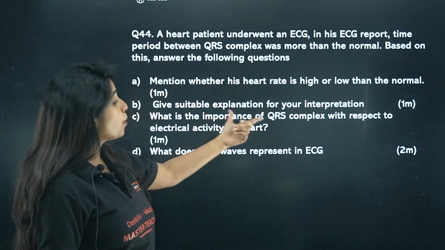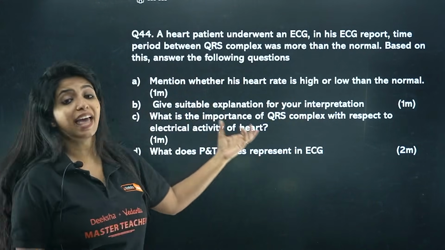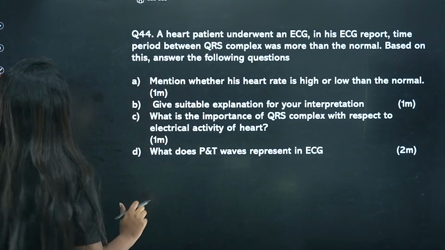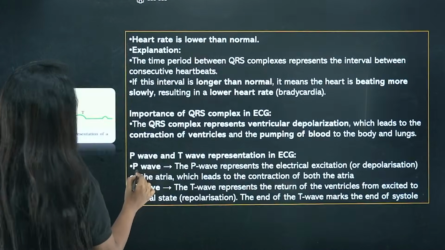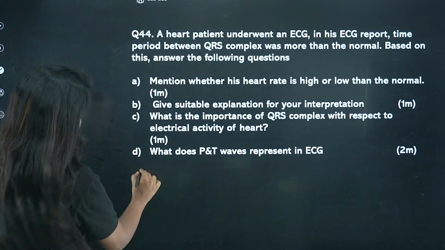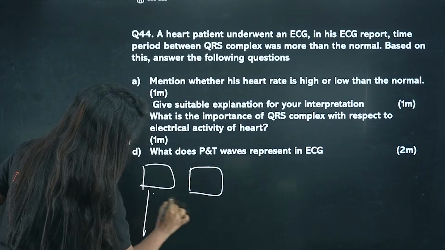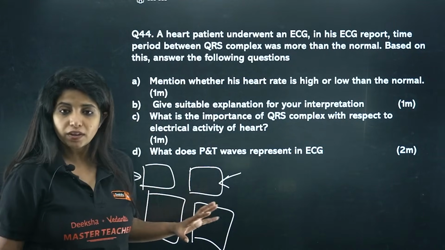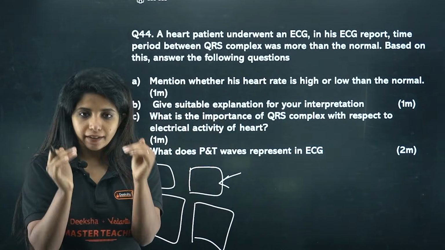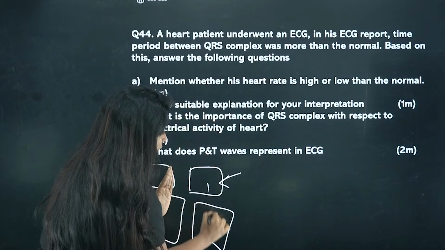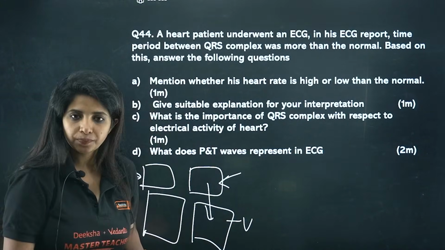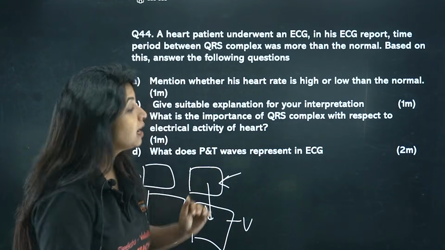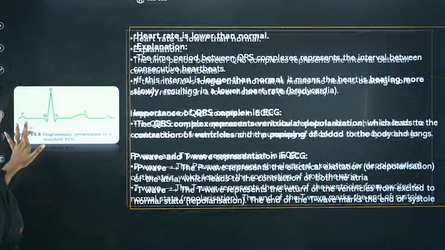Next question, give suitable explanation for your interpretation. We gave that. What is the importance of the QRS complex with respect to the electrical activity of the heart? So what does QRS represent? First of all, you need to know one very important thing. We have the atrium, we have the ventricle. The blood is there in the atrium. The atrium has to contract, then only the blood will be squeezed into the ventricles. This contraction is known as atrial systole. And that is shown by this curve, that is P.